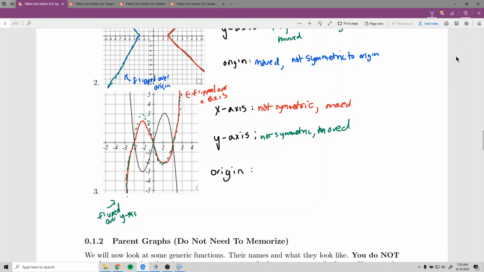So the last one: is this symmetric to the origin? And I kind of spoiled it before, but if we take the picture from being red, the red picture where we flipped it over the x-axis, and then we flip the red picture over the y-axis, so this little part will go over here.